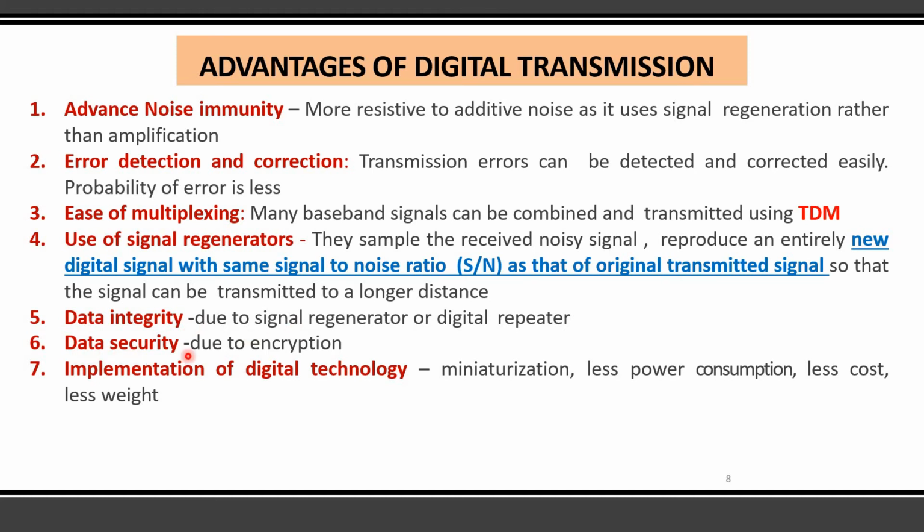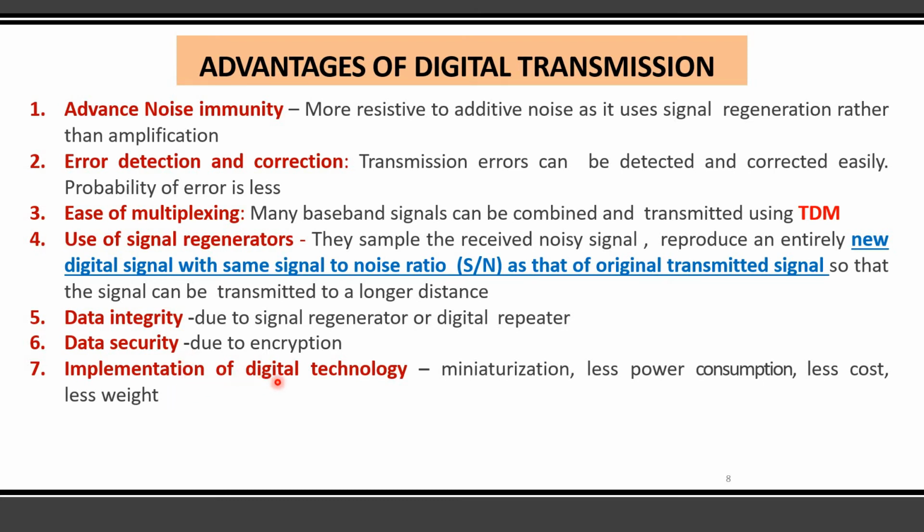Then data security, which we already mentioned. We can implement encryption and decryption algorithms to increase the security of the communication system. Different spread spectrum techniques are also available, such as direct sequence spread spectrum and frequency hopping spread spectrum. All of these improve the security of the communication system.